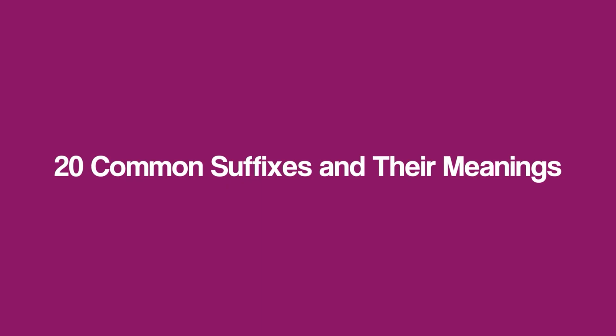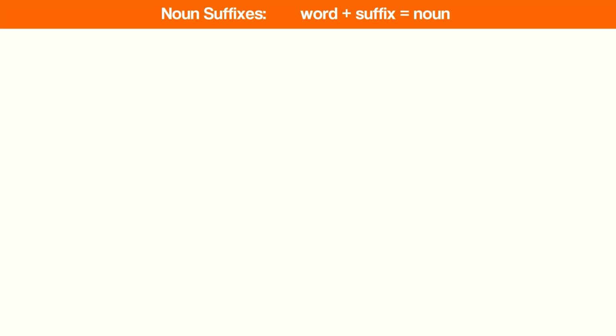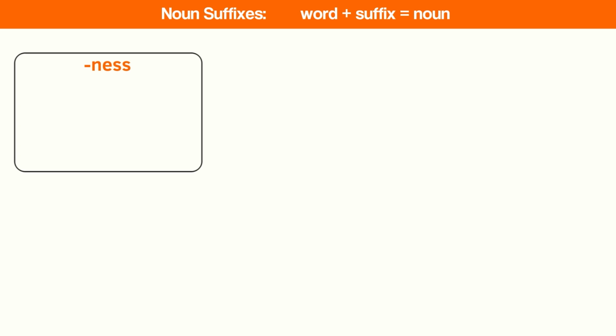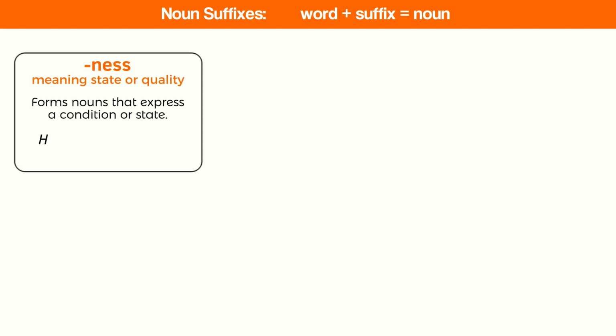20 common suffixes and their meanings. Below are some of the most common suffixes in English, along with their meanings and examples. Noun suffixes. The suffix ness means state or quality. Forms nouns that express a condition or state. Examples: happy, happiness. Dark, darkness.